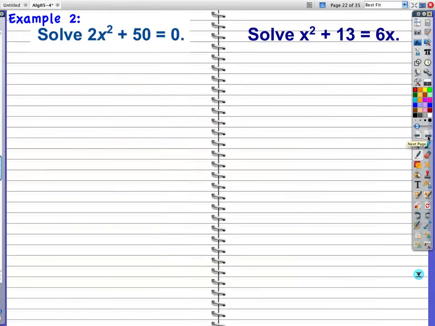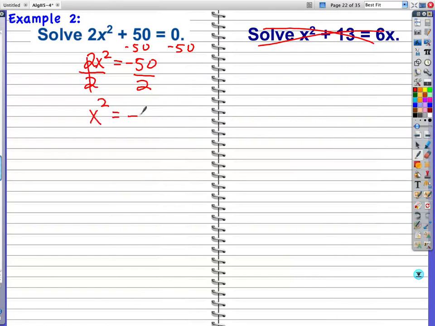Okay, let's go on to this next one. We're actually not going to do this problem right here. Let's go to this one right here, kind of the same idea. 2x squared, I'm going to subtract 50 from both sides because I'm trying to isolate my x. So I have negative 50. All right, divide both sides by 2. Now I have x squared equals negative 25.